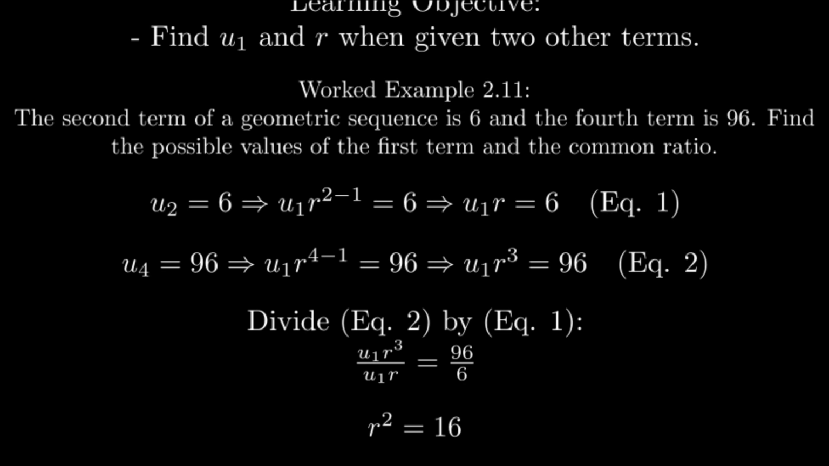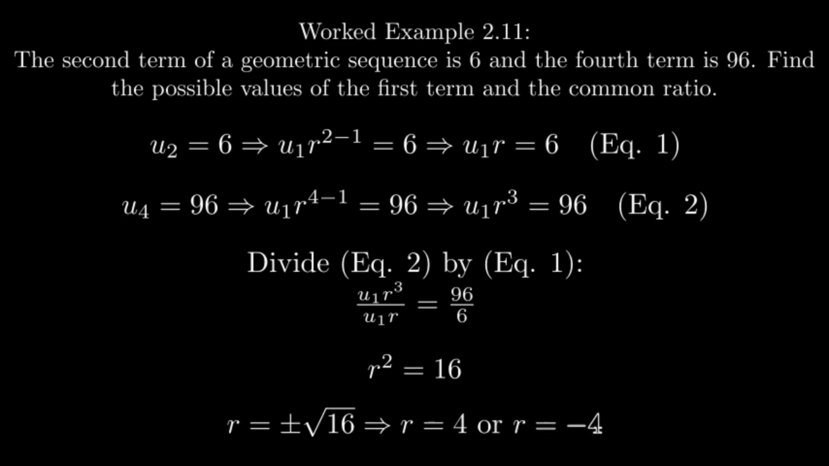Now we need to solve for r. What number, when squared, gives 16? Be careful. There are two possibilities. Taking the square root of both sides, we find that r can be positive 4 or negative 4. This means there are two possible geometric sequences that fit our initial clues. We're not done yet. We still need to find the first term, u sub 1, for each of these possible ratios. We can use equation 1, which was u sub 1 times r equals 6.